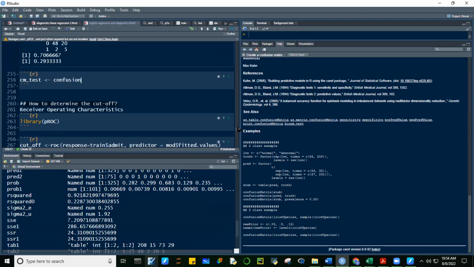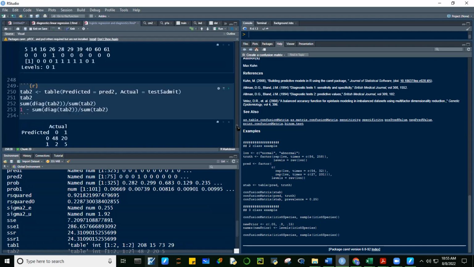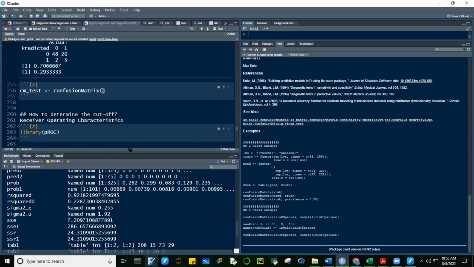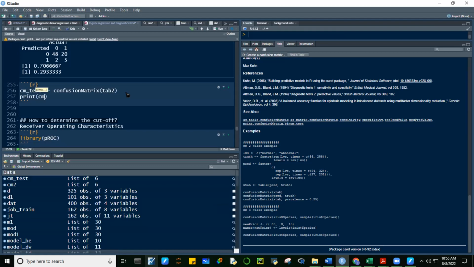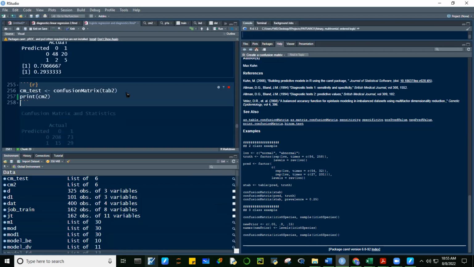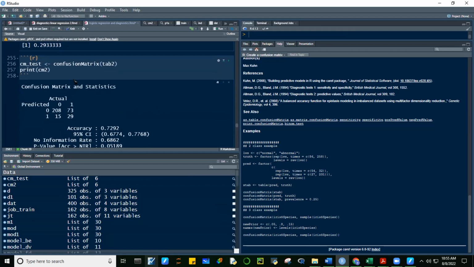Confusion matrix. And let's see, yung anong table natin. Tab 2. Okay, tab 2. You can also generate the confusion matrix for your test data set. Okay, tapos print natin, print CM2. Ay, wait, sorry. CM test pala to.